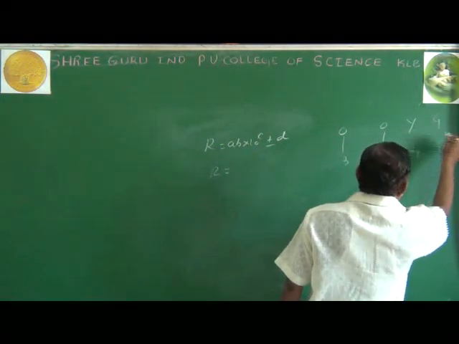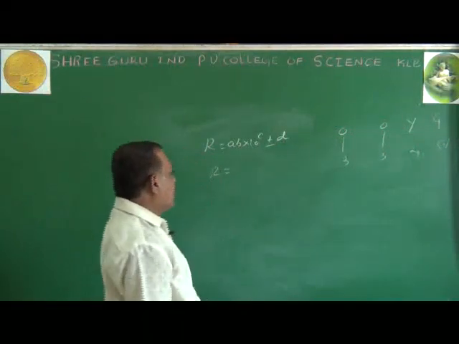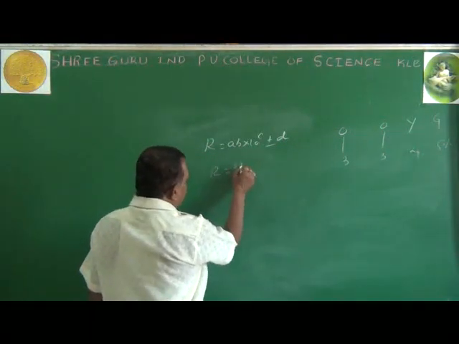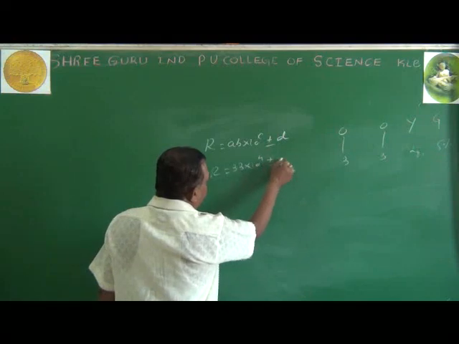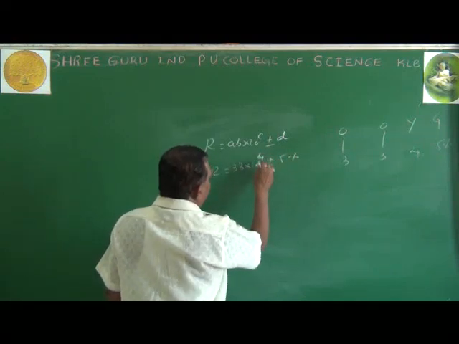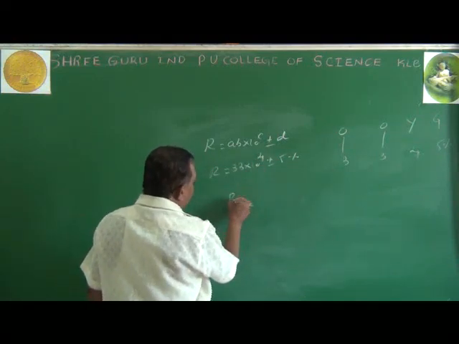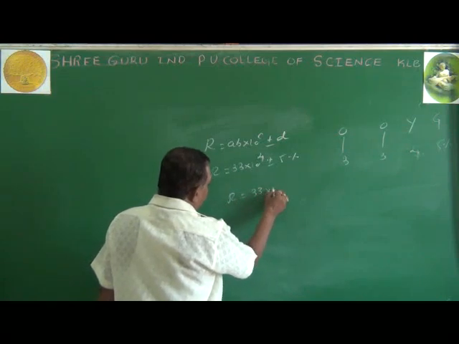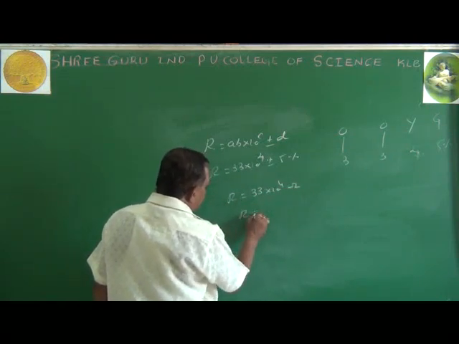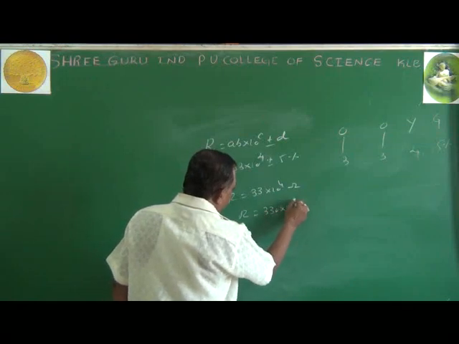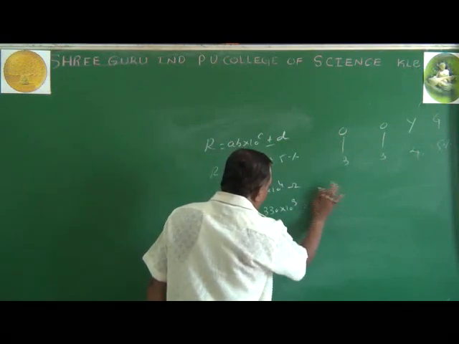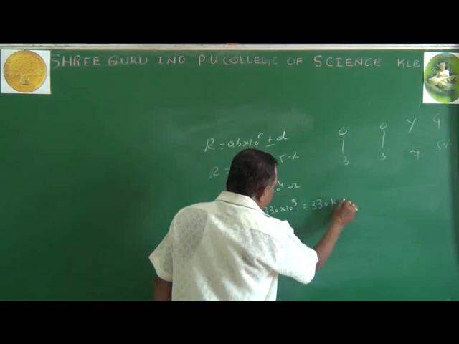Gold 5%. Now this is the thing in front of you. Within a fraction of a second, substitute the values: 33 into 10 to the power of 4 plus or minus 5%. Leaving the tolerance, we can say that the value is 33 into 10 to the power of 4 ohm. Then this is nothing but 330 into 10 to the power of 3, 330 kilo ohm. Is it clear?